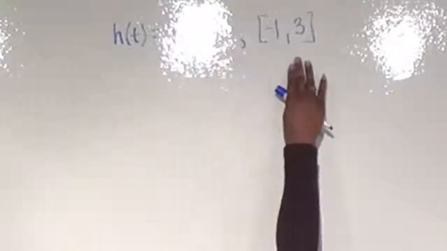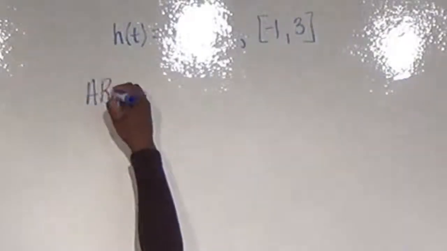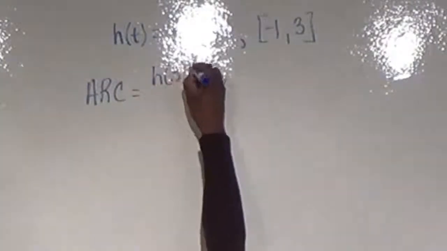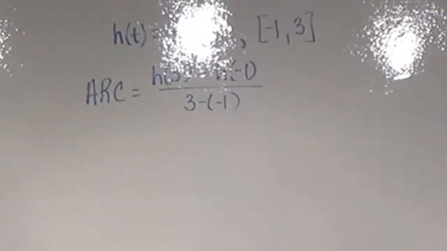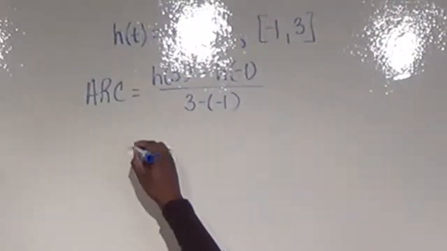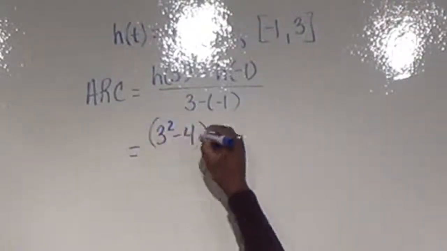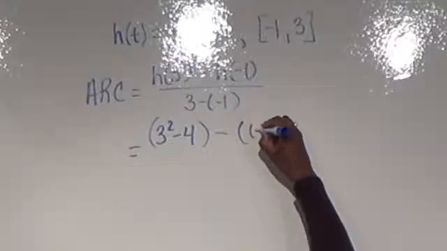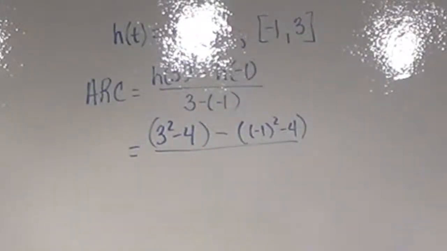For the t squared minus 4 on the interval from -1 to 3, I want to find the average rate of change. So my average rate of change says I'm going to look at h of 3 minus h of -1 all over 3 minus -1. To simplify this, I need to start by evaluating my function at each of those values. So h of 3 says I'm going to take 3 squared minus 4. h of -1 says I'm looking at -1 squared minus 4. And then on the bottom, I can go ahead and simplify because I don't have h's there. So 3 minus -1 looks like 4.